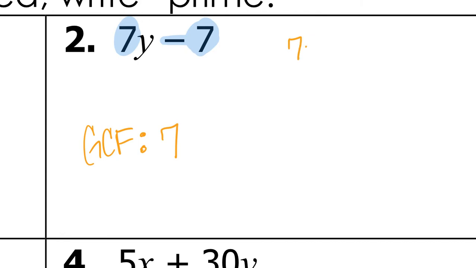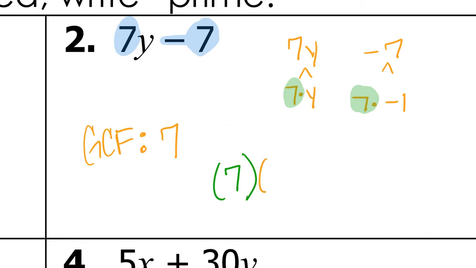But if I was to take a look at each one of these, I could break 7y into 7 times y, and I could break negative 7 into 7 times a negative 1. Well, we mentioned earlier that our greatest common factor is what they share. So that's the 7. So if I wanted to write this in factored form, I could have 7. And my second factor would be everything that's not in common. So I have a y from the first term that is kind of lonely. And I also have a -1 from the second term. So if I was to factor this out, I would get 7 times y minus 1.